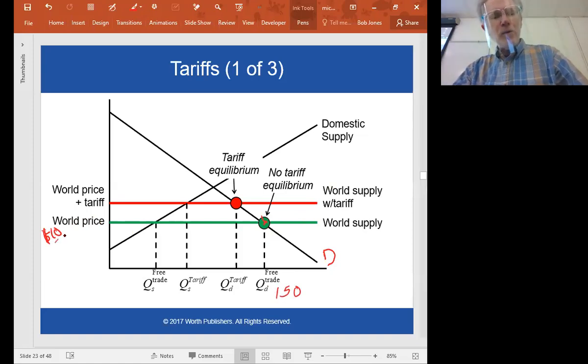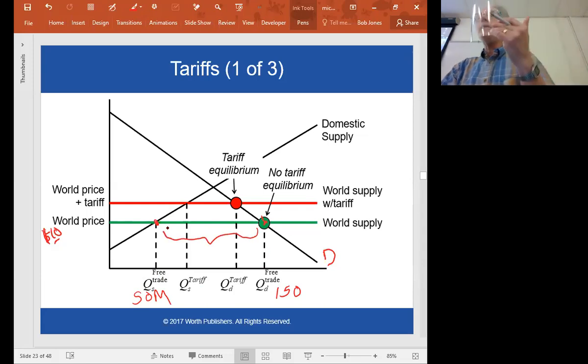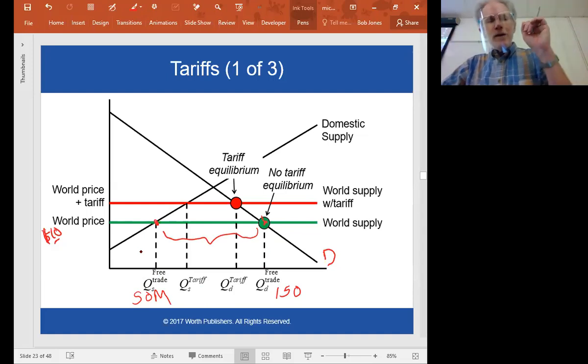At that price, how much will American producers want to produce? Well, we read over to the domestic supply curve and down. Let's assume that's 50 still. So we've got American consumers wanting 150 million, American producers producing 50 million. So the gap there is the amount that will be imported. And we said that in terms of efficiency, that's an efficient outcome. But producers don't like that.